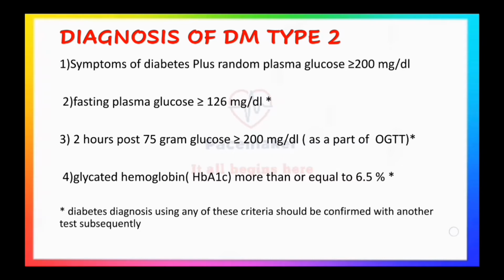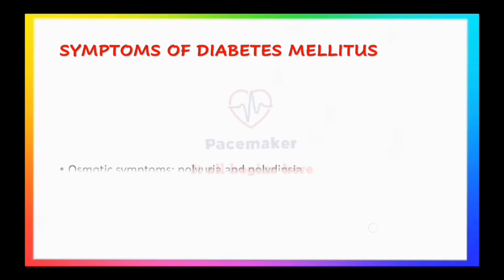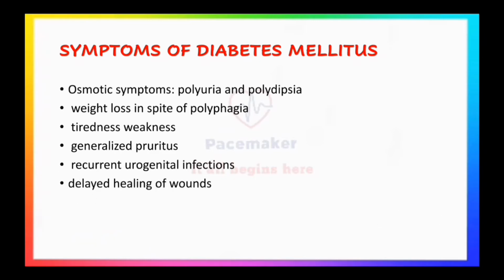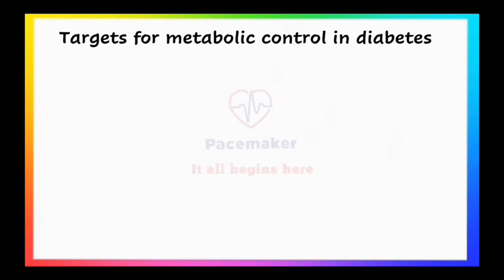What are the symptoms of diabetes mellitus? The symptoms of diabetes mellitus include polyuria, polydipsia, weight loss in spite of polyphagia, tiredness, weakness, generalized pruritus, recurrent urogenital infections, and delayed healing of wounds. These are all symptoms of diabetes mellitus.